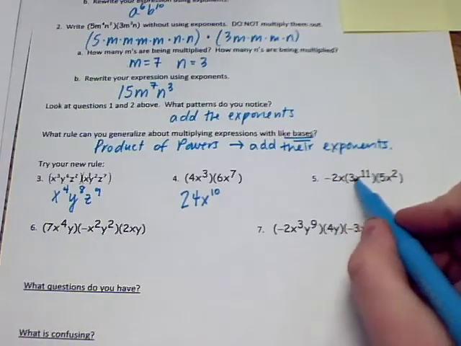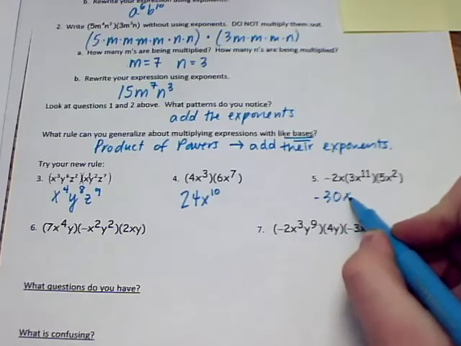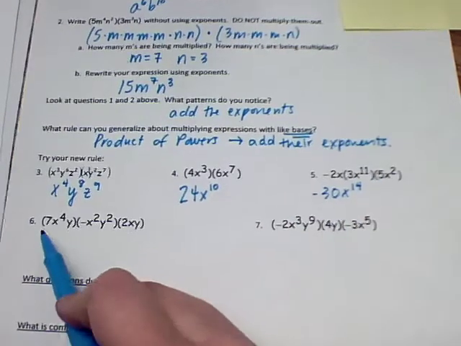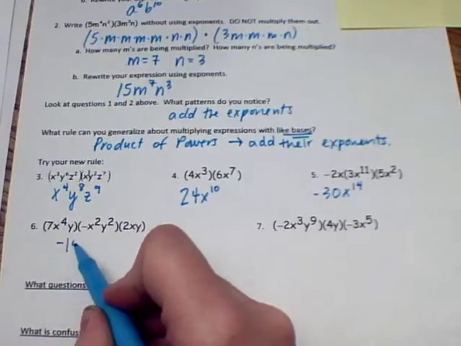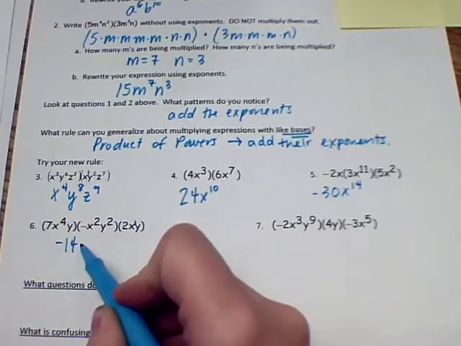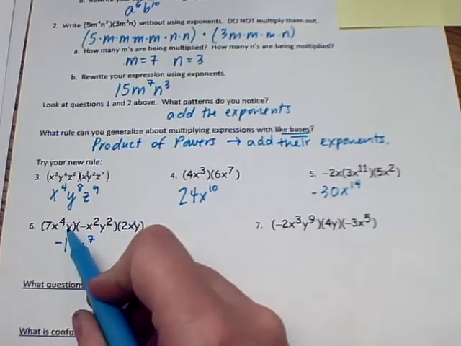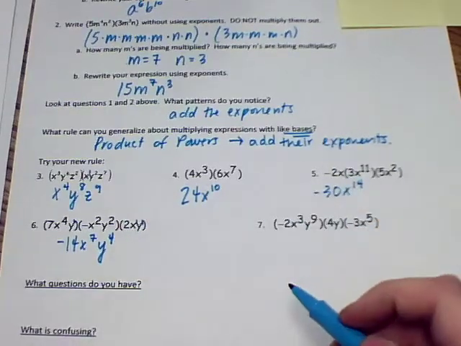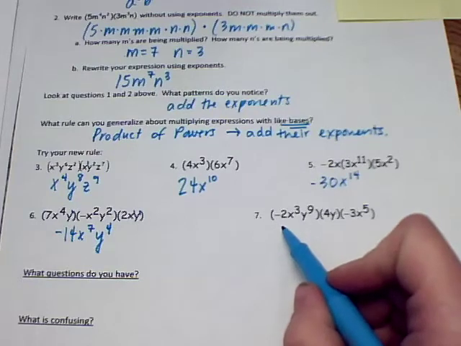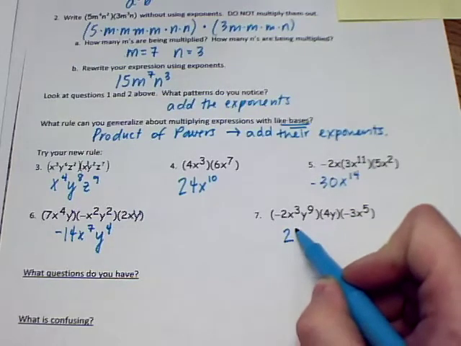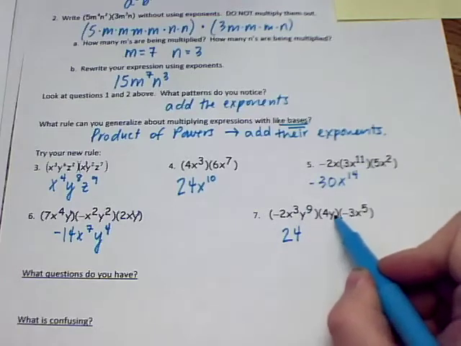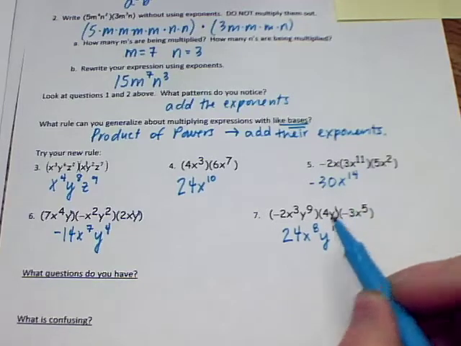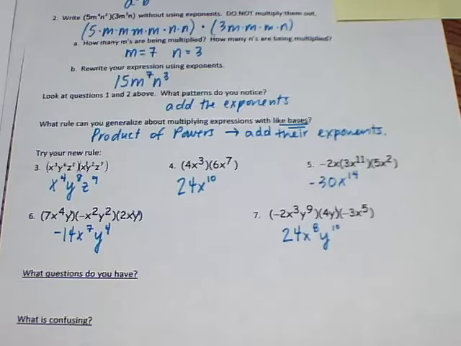So when we multiply, we get negative 2 times 3 times 5 is negative 30. There are 1, 11, 2, so 14 x's. On 6, 7 times negative 1 times 2 is negative 14. 4 plus 2 plus 1 is 7. And then 1 plus 2 plus 1 is 4. So that final answer is negative 14, x to the 7th, y to the 4th. Example 7, negative 2 times 4 times negative 3 is 24. There's 3, none, 5, so 8 x's, 9 and 1, and 10 y's. So your final answer on that is 24, x to the 8th, y to the 10th.